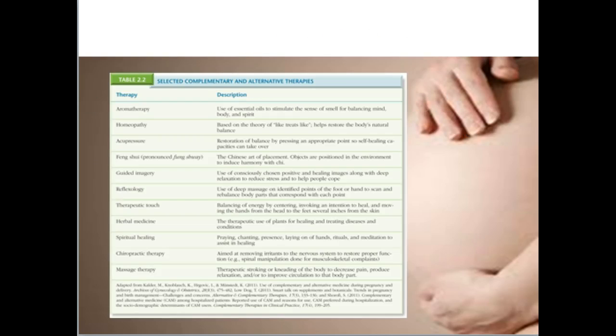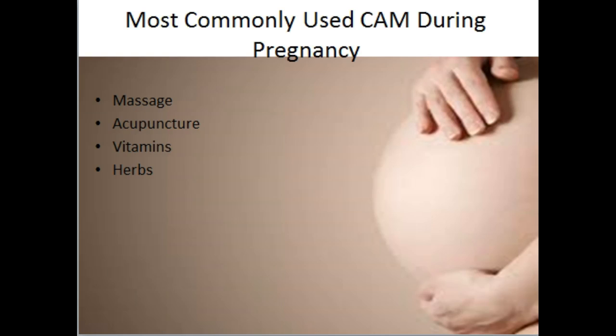This is table 2.2, located on page 48 in your textbook, and it goes over some of the complementary and alternative therapies. I know we use aromatherapy, we use a lot of lavender in OB, acupressure, acupuncture, reflexology, therapeutic touch, massage therapy, so you can just read through those. This slide talks about the most commonly used CAM therapies during pregnancy: massage, acupuncture, acupressure, vitamins, and herbs.